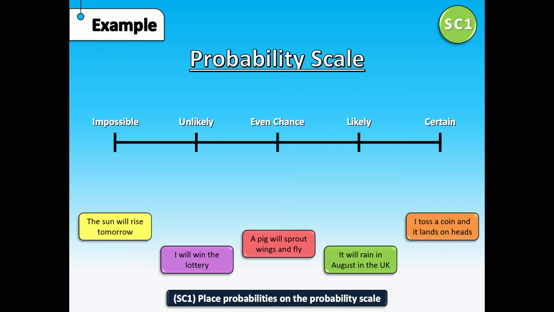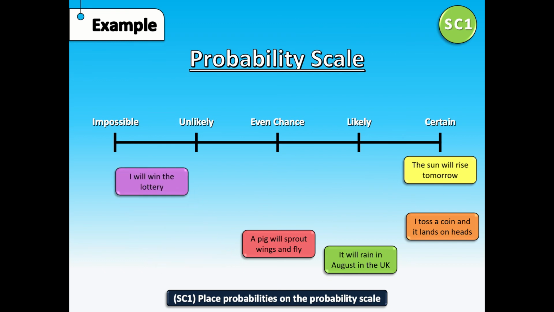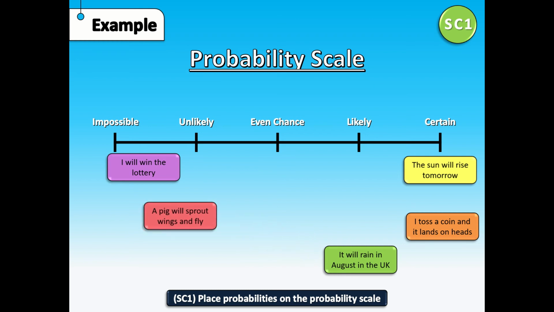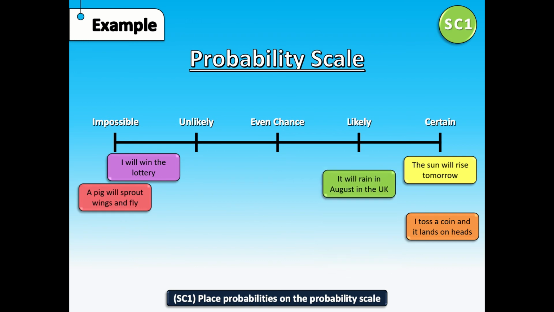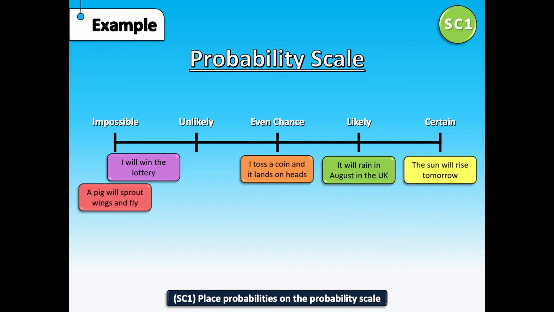Here are some events, and we can put these events on the probability scale. So the sun will rise tomorrow is certain. I will win the lottery is not impossible, but it's very close to it. A pig will sprout wings and fly would be impossible. It will rain in August in the UK is likely. And I toss a coin and it lands on heads would be even chance.